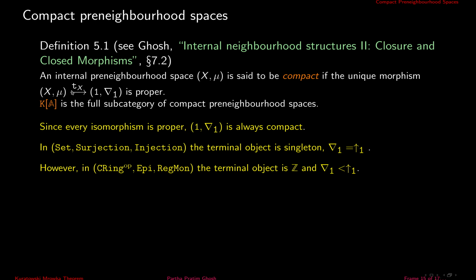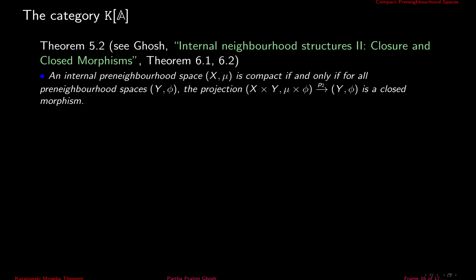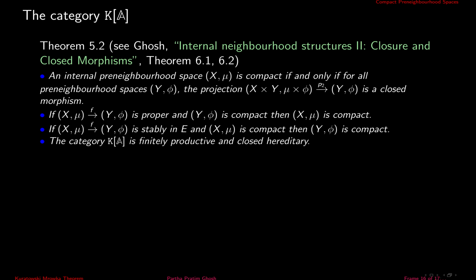The alternative characterization of proper maps immediately gives us the third condition of Kuratowski-Mrówka in this case. So it's compact if and only if for all pre-neighborhood spaces the second projection is a closed morphism. The others are quite similar. This one is very similar to the classical case. Over here the surjection is replaced by the stably in E condition. So such images are this, and the category of compact objects is finitely productive and closed hereditary.